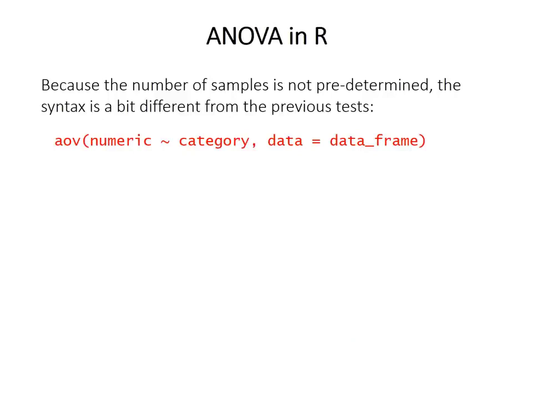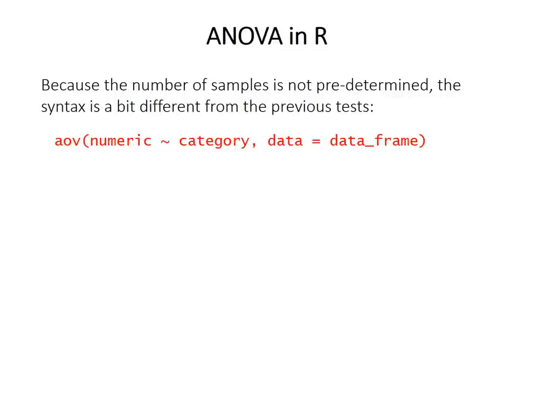So in R, the ANOVA function aov works a bit differently from the t-test or the f-test that you've done before. You can't just list the samples separated by commas because R doesn't know how many samples to expect. You might have 3 or 4 or 5 or 10. And so because it's not specified, right, the t-test always has 2 and the f-test always has 2.